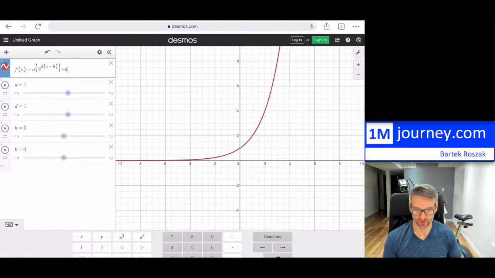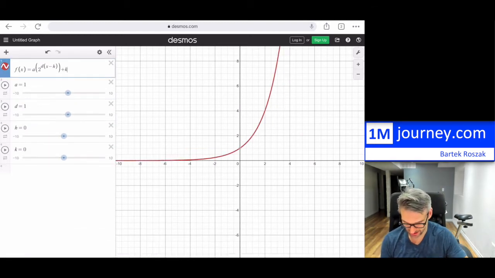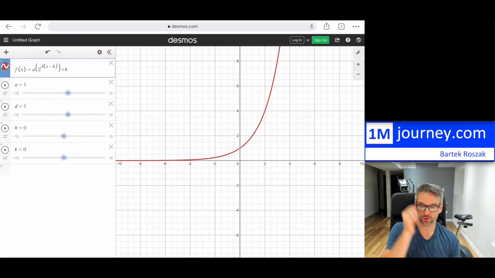All right, so here it is. Okay, let's see. So I put the variables a, d, h, and k because I just wanted to show you what happens. So we're going to go one by one. So what did we say? Okay, so our parent function is 2 to the x, which is currently plotted right there.